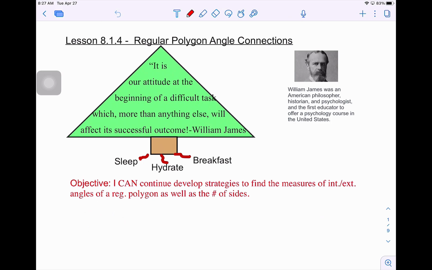if I know the number of sides, how can I go through and find the interior angles? How can I find the exterior angles? If I know the exterior angle, how can I find the number of sides? How all that stuff is connected. Okay, and that's all that is, regular polygon angle connection.